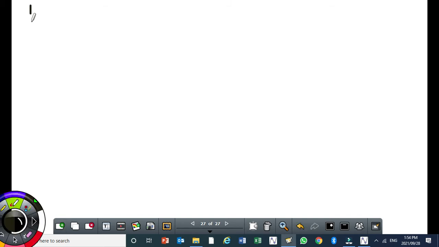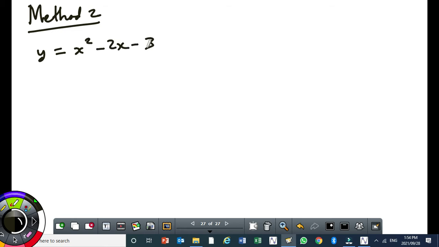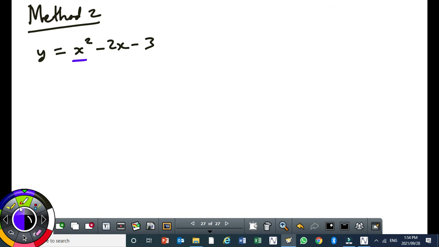Method 2 involves completing the square. So y is equal to x squared minus 2x minus 3. Since the coefficient of x squared is 1, we can easily complete the square. By completing the square, we need to add a term after that minus 2x such that we create a perfect square trinomial.